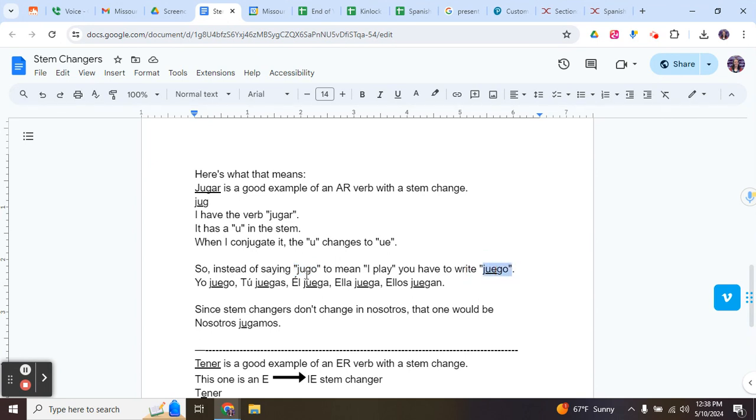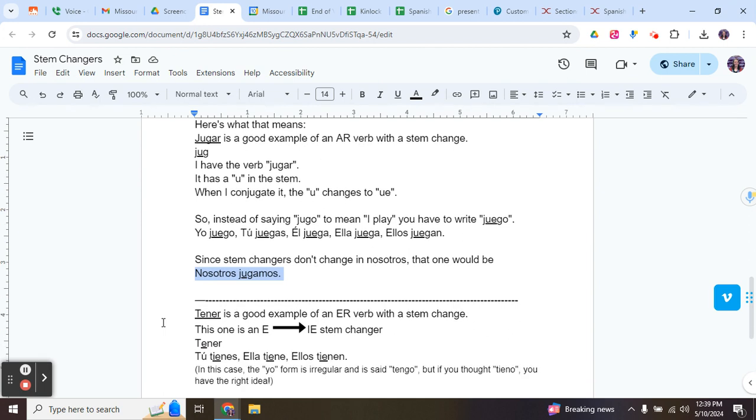See how the U changes to UE. And then yo juego, tú juegas, él juega, ella juega, ellos juegan. So all of those will have the stem change. But when I said it changes in all forms except for nosotros, that stands. So when you get to the nosotros form, you put it back to what it was originally. The U, like in jugar, goes back to its original stem form. So nosotros would be jugamos.